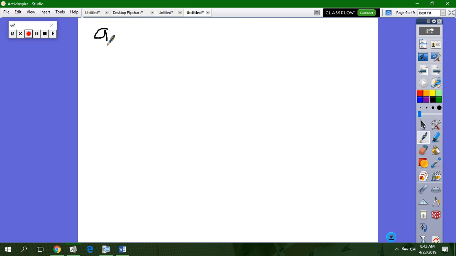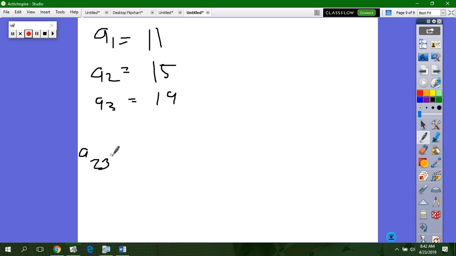Okay, how much did row number 1 have? Row number 1 of the auditorium had 11 seats, right? And then row 2 had 15. Row 3 had 19. And we actually found row 23, did we not? And it had how many? How many seats can this auditorium hold? You're wrong. How many seats could this auditorium hold?